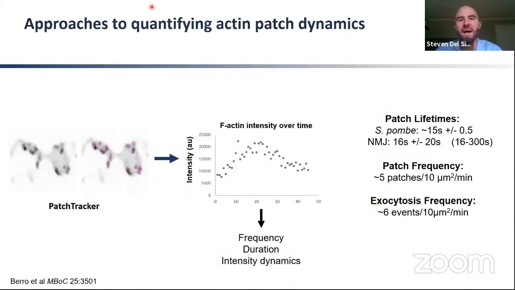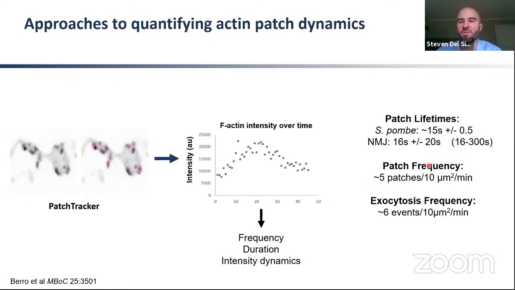And so to quantify these patch dynamics, I used a tool developed by Julien Barraud at Yale, who studies yeast actin assembly in endocytosis. We use this to identify sites of assembly, track their intensity dynamics over time, and then from that we can extract their frequency, their duration, and their overall dynamics. And what we find is that at the NMJ, the average lifetime of these patches is quite similar to that in yeast, only much broader.